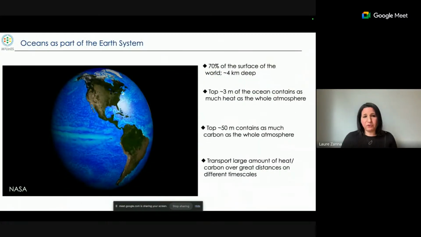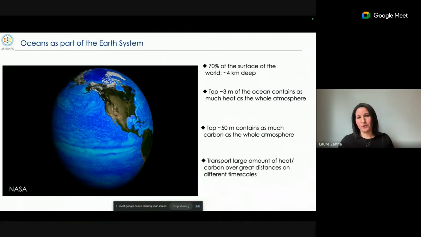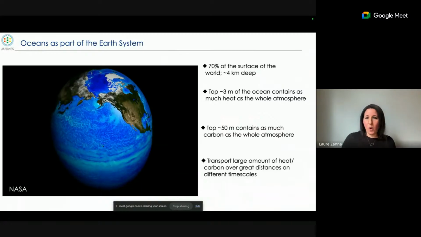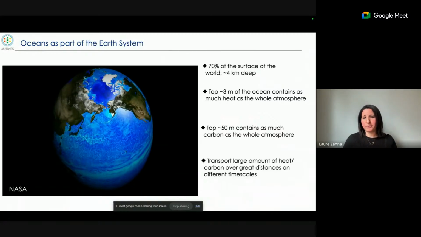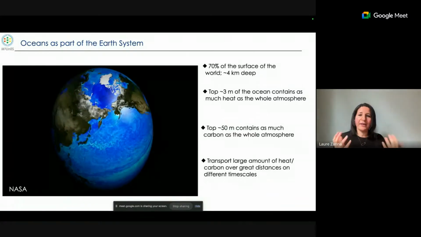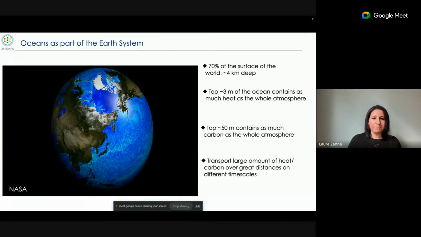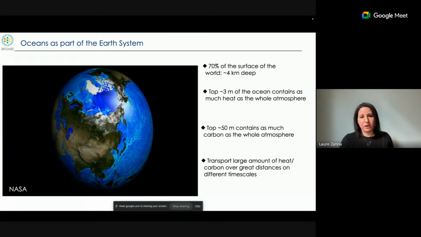Now, as mentioned at the start, I'm focusing on the oceans. The ocean is a lot slower than the weather timescale of days to weeks. But I want to give you a little bit of context: why do they matter in the Earth system? First, if I look at the surface of the planet, about 70% of it is actually ocean, so it's water. It's about 4 kilometers deep, so it's an interesting body of water.